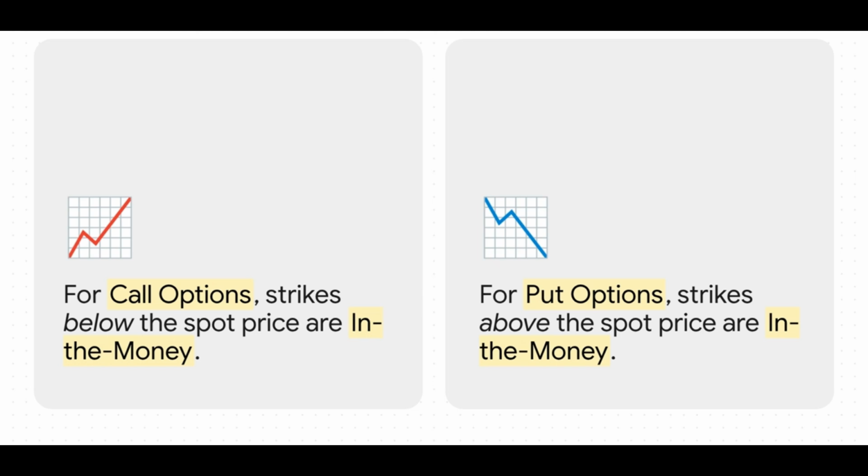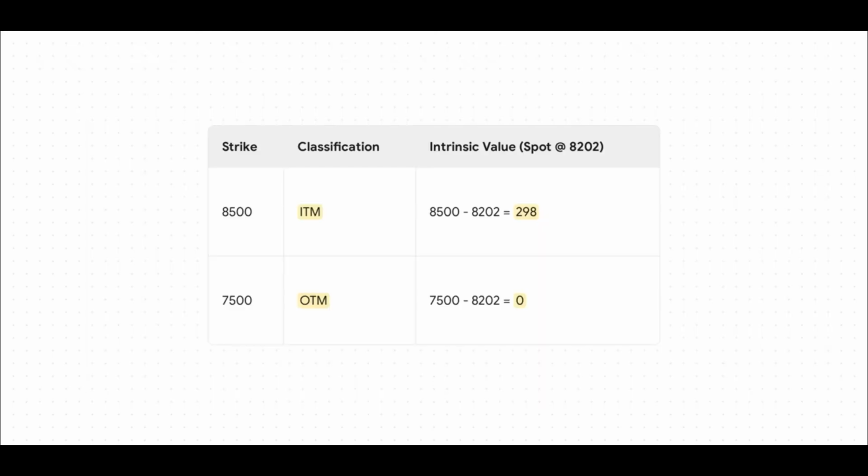And that makes perfect sense, right? A put gives you the right to sell, so it's valuable when you can sell the stock for more than it's actually worth in the market. Let's run the numbers for a put. Say Nifty is trading at 82.02. An 8,500 strike put has an intrinsic value of 8,500 minus 82.02, which is 298. It's positive, so it's in the money.